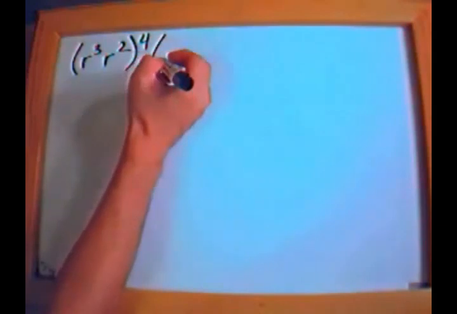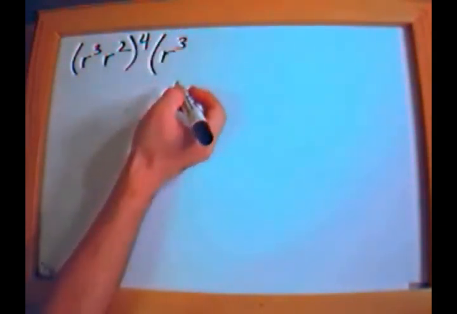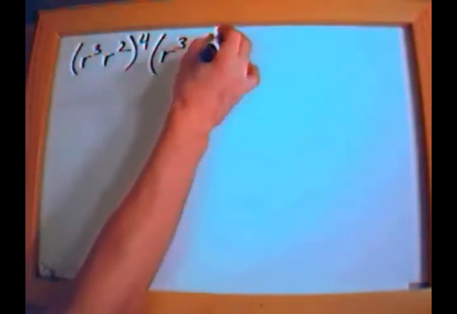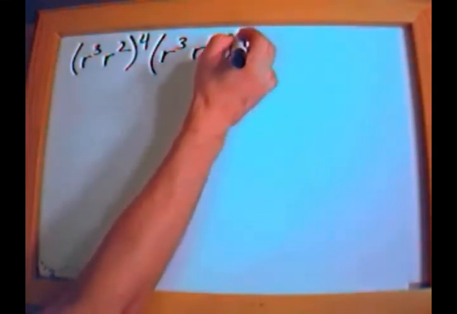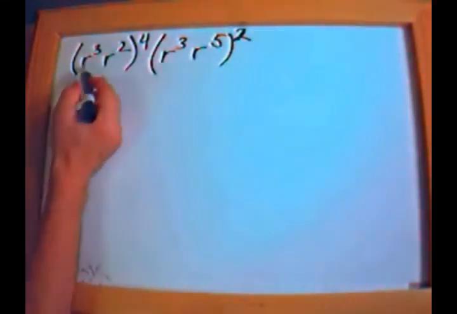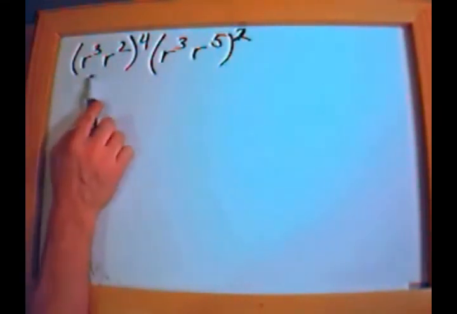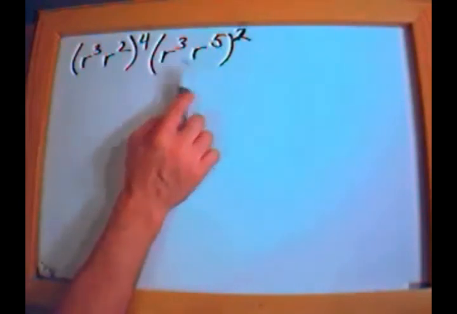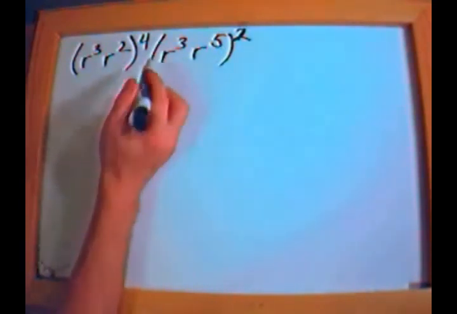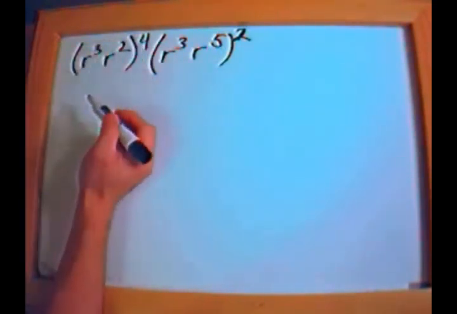Let's say we have r to the 3rd times r squared raised to the 4th power times r to the 3rd, r to the 5th raised to the 2nd power. Well, there's two ways I could do this problem. I could simplify the r's on the inside, and then I'd have an easy problem, but I'm going to do it a little bit different way. I'm going to distribute this exponent in.